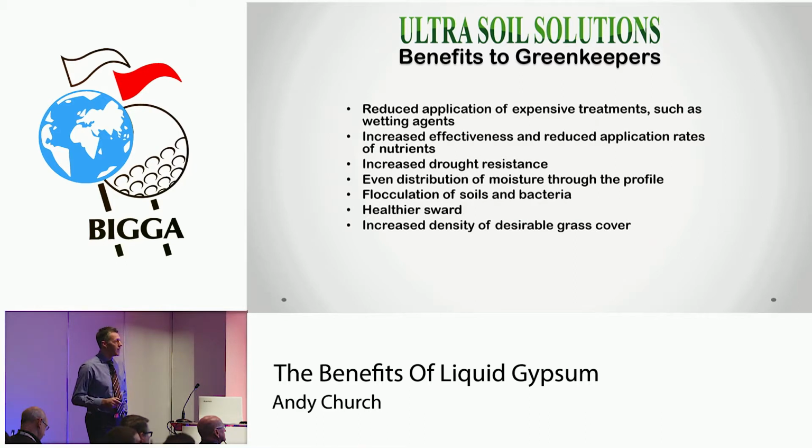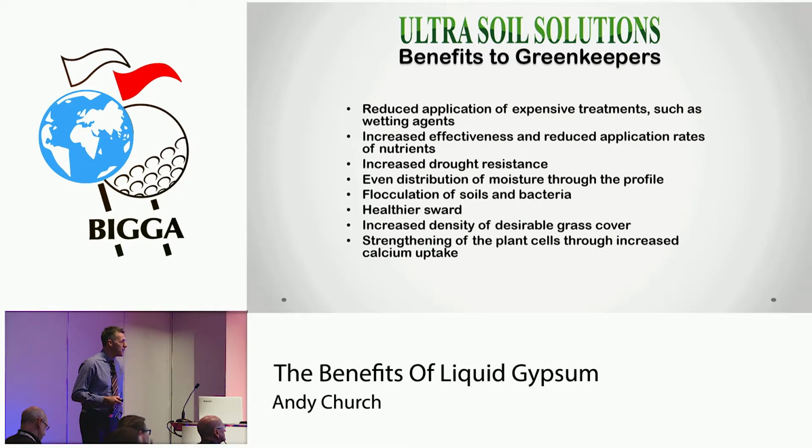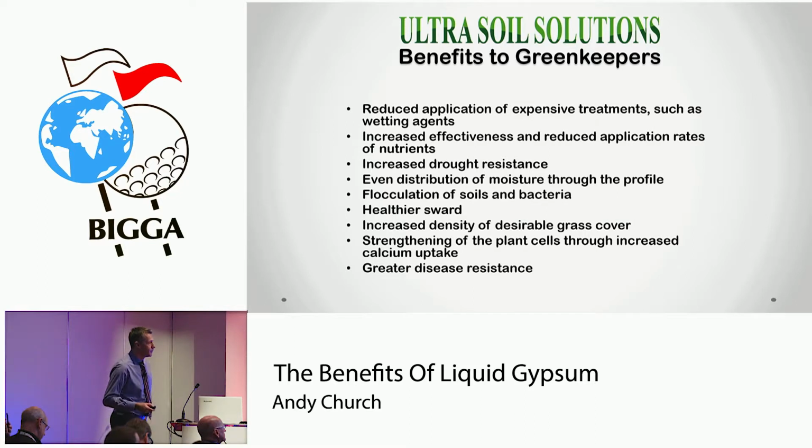Again, I'll come on to it later, but you can start to see a change if you change the fungal and bacterial activity of desirable grasses pollinating your surfaces. Strengthening of the plant cells through increased calcium uptake. Greater disease resistance.